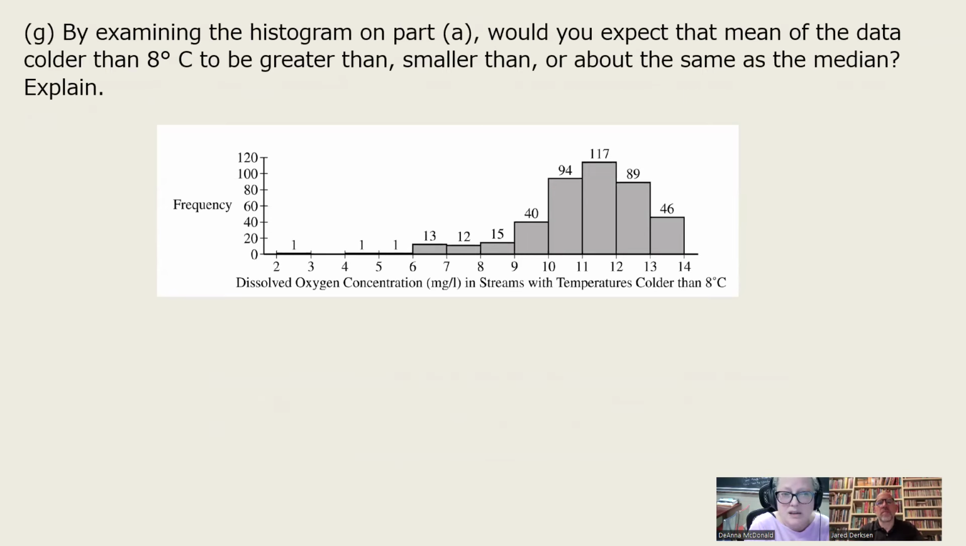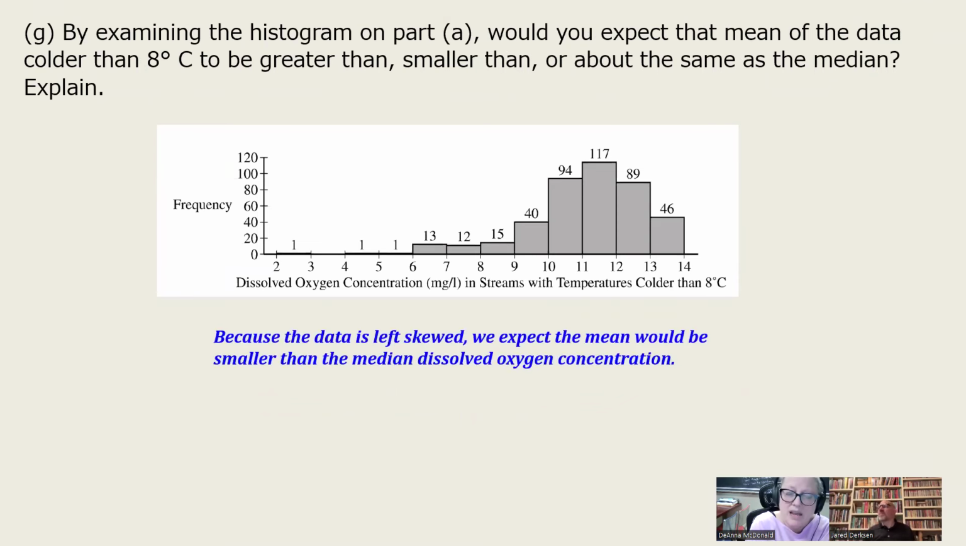So by examining this histogram, would you expect the mean of the data colder than 8 degrees Celsius to be greater than, smaller than, or about the same as the median? Because the data is left skewed, we would expect the mean would be smaller than the median. Why do we expect that? Because, as I tell my students, whatever hand you're grabbing the tail of the distribution with, the mean is going to be in that direction from the median. And so the median would be to the right of, or larger than, the mean.